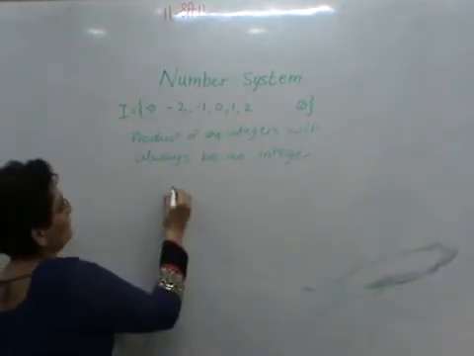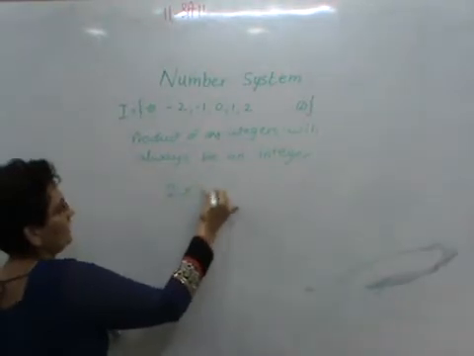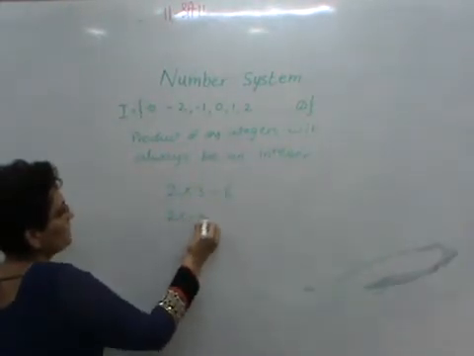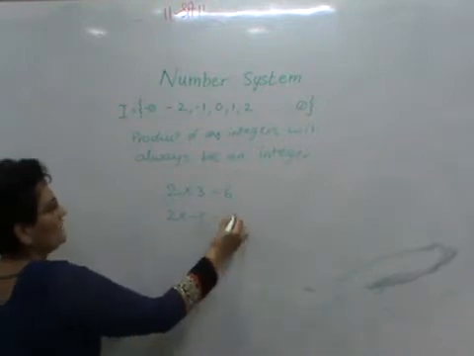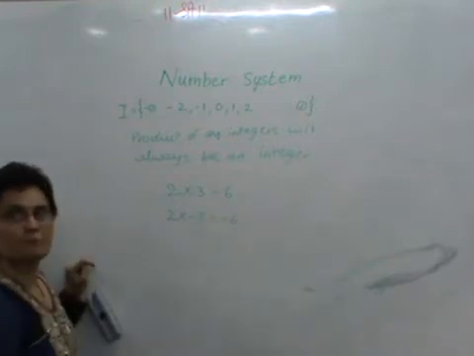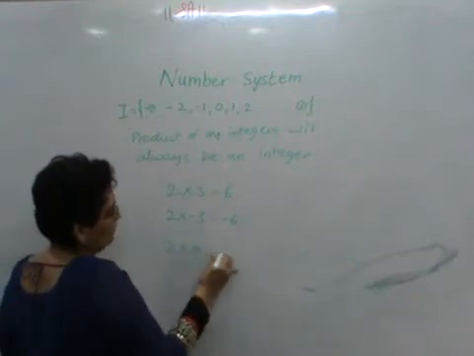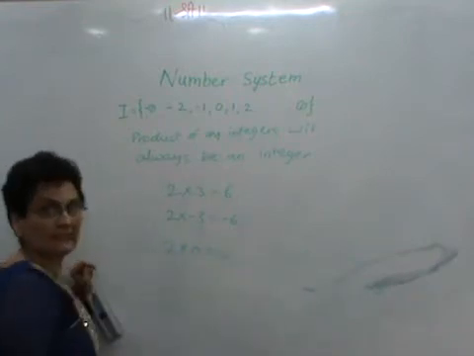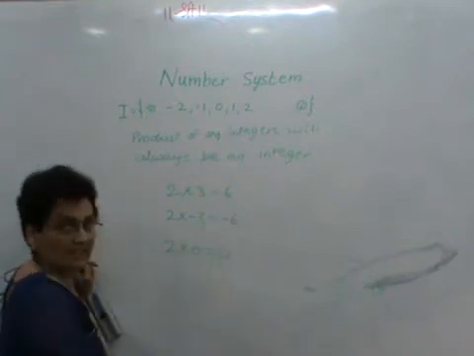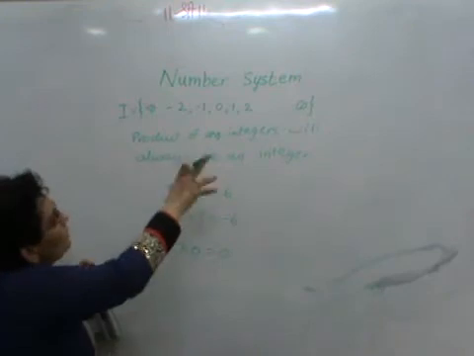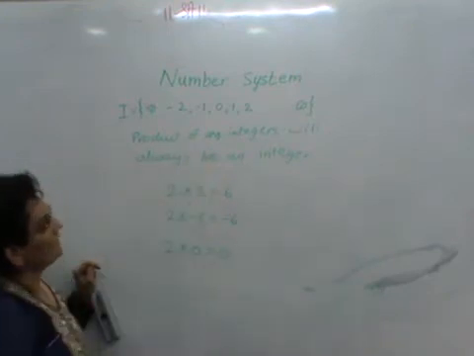So once again, 2 into 3 will always be 6. But 2 into minus 3, because both are integers, will be minus 6. 2 into 0 will always be 0, but it's an integer. Minus 6 is an integer. 6 is always an integer. So the product of any integers will be an integer.